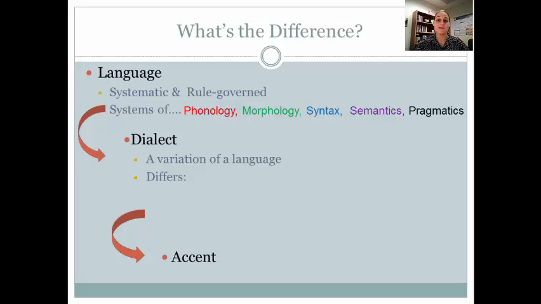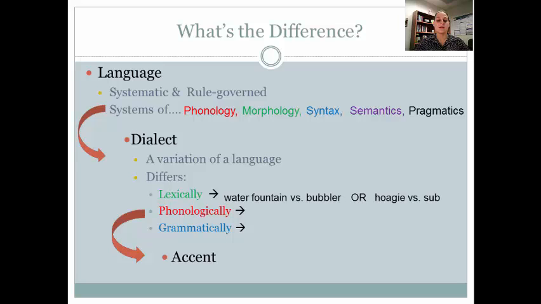But the way that you can distinguish dialects from one another is through looking at the lexicon, the vocabulary, the phonology, the sound. But again, remember, sound is not a justification alone for a difference in dialect. And then the grammar is something that will give you an idea as to whether the dialect is actually different. Okay, so if somebody were to say water fountain versus bubbler, or hoagie versus sub, those are two ways to say the same thing. But that is an indication that that person comes from somewhere else, and they may have a few different vocabulary terms or ways of saying things than others do in that area.